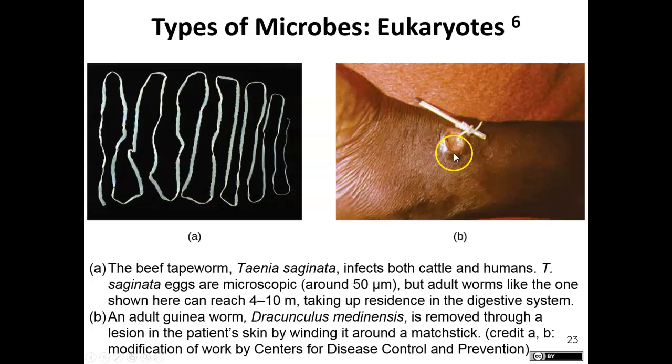The only way to remove this worm is by rolling it around some structure. Every day you have to pull it out little by little. You don't want to break it, because if you do, the toxins that are going to be released in the body would kill the person. And that's why you also can't use antihelminthics against this worm.